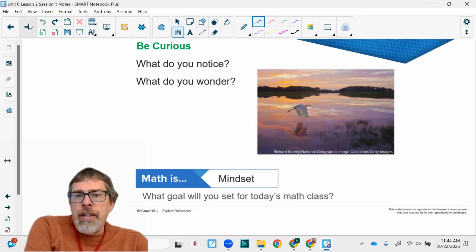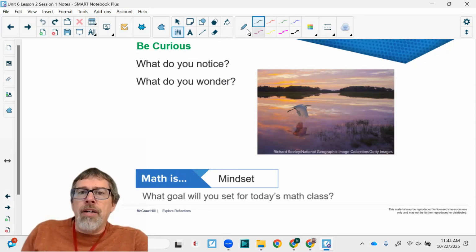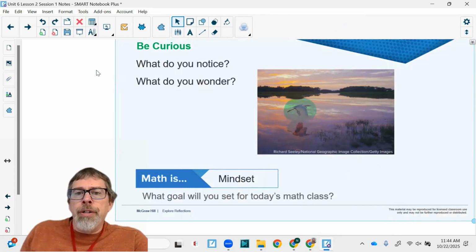So here's a picture of, I don't know, that looks kind of like an egret, a great egret. So what do I notice? I notice a sunset, I notice water, but in the context of this lesson, right here is the reflection of the bird in the water. So that's what we should be noticing. And what would we wonder? Well, we would wonder if the reflection is the same size as the bird, and is everything going to line up with what's on the other side?